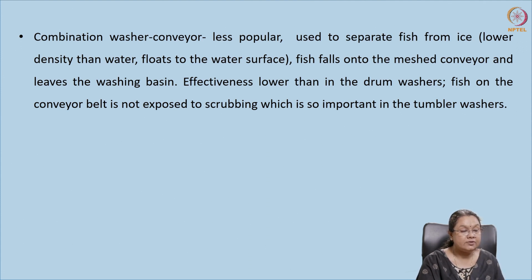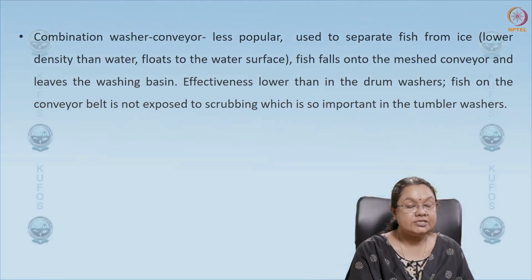And the effectiveness of the combination washer conveyor is also lesser than the drum washers. The conveyor belt does not do any scrubbing action, so the efficiency therefore comes down for this kind of washer. So in this section we have seen different kinds of tools or different kinds of methods that are adopted during the pre-processing, and the further steps we'll be dealing with in the next session.